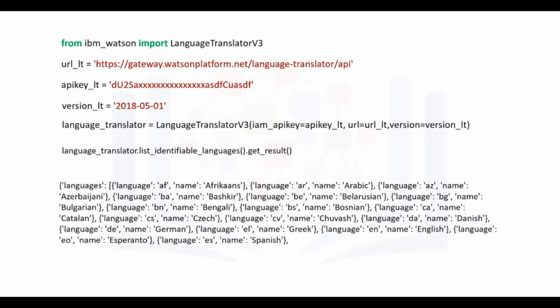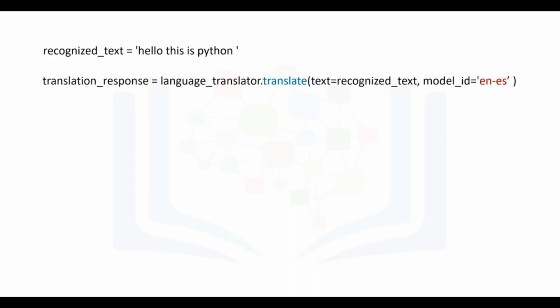We can get a list of the languages that the service can identify as follows. The method returns the language code. For example, English has the symbol EN and Spanish has the symbol ES. In the last section, we assigned the transcribed text to the variable recognized_text. We can use the method translate. This will translate the text.